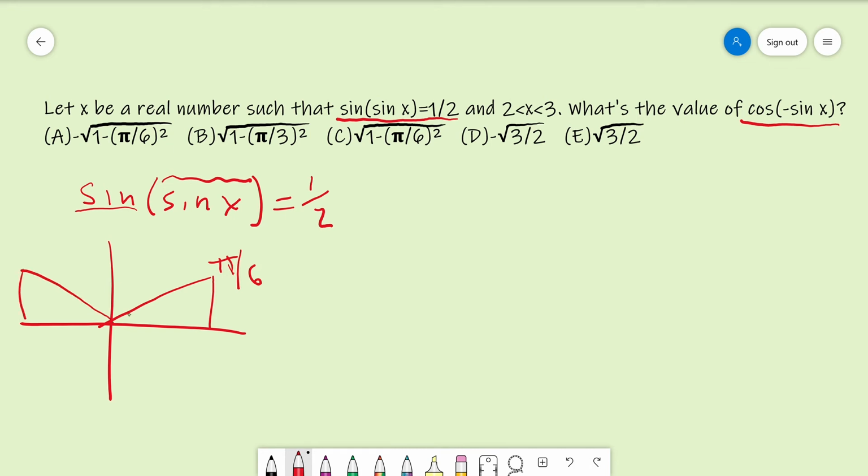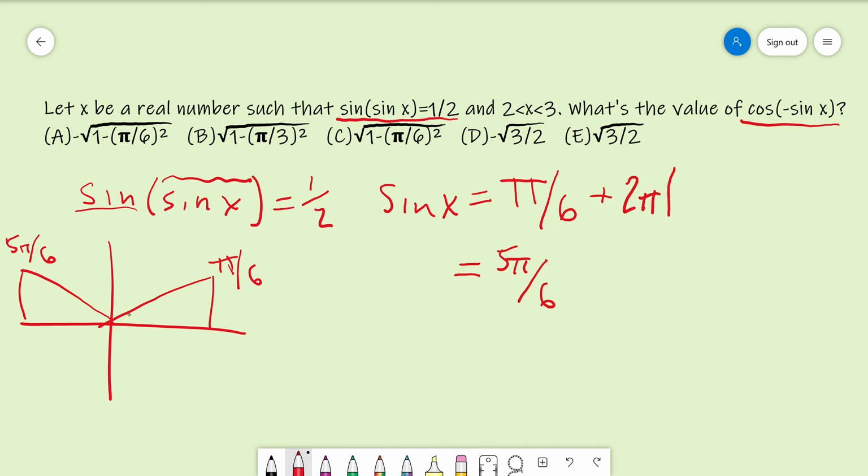And 150 degrees, which is 5 pi over 6. Okay, well, that means that x is either equal to pi over 6 or 5 pi over 6 plus some multiple of 2 pi. Remember that if you go all the way around the circle, you still get the same sine.